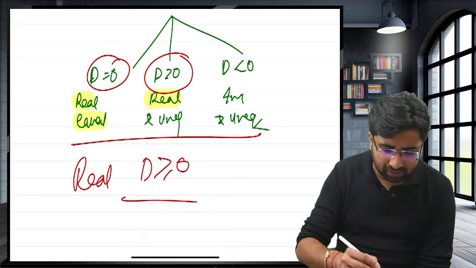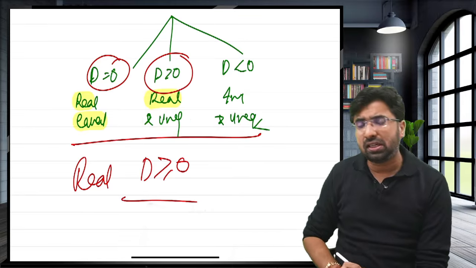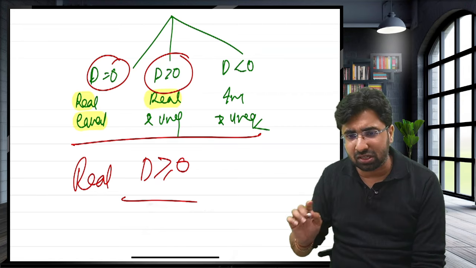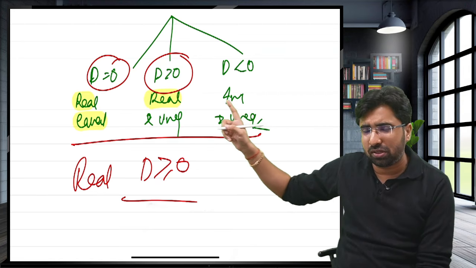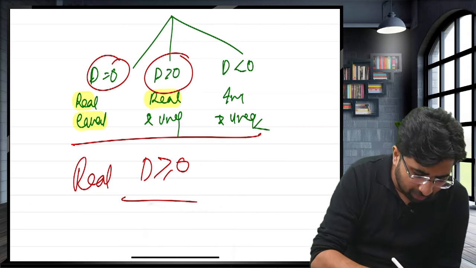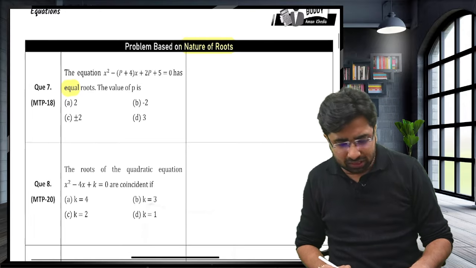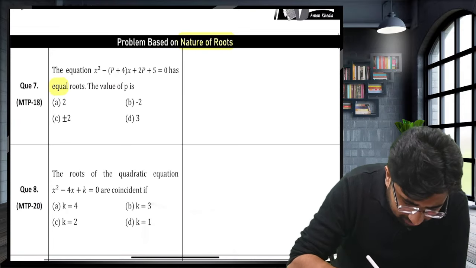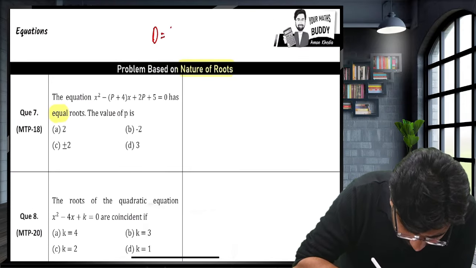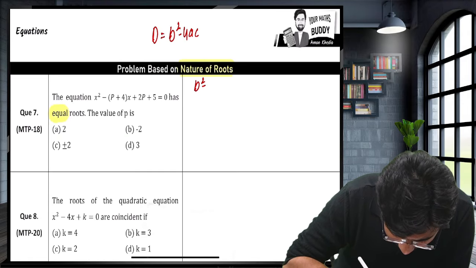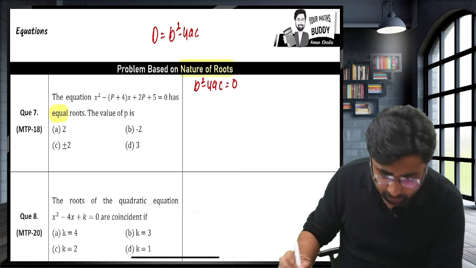Now, if you are having D greater than 0 and you are having a perfect square, then it is rational. Not a perfect square, it is irrational. I hope you must remember this. You are done with the revision of this. They are saying the roots are equal. Everybody knows roots are equal only in one scenario, when D is equal to 0. What is D? D is B square minus 4AC. Roots are equal only when B square minus 4AC is 0.